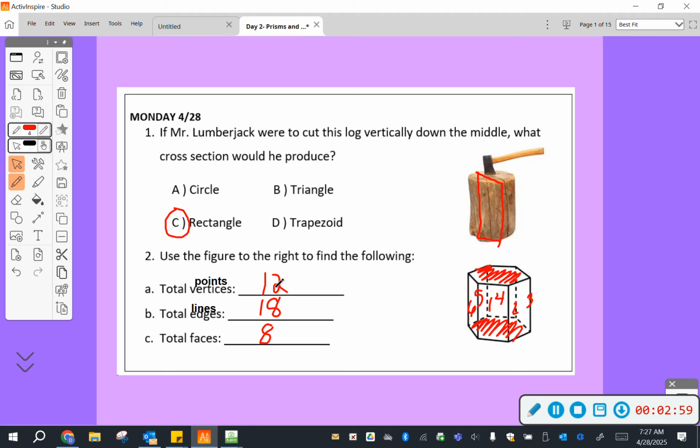All right, if you can please put your warm-up away. This will probably be the last warm-up of the year that we're doing. So just make sure you do this. This is a free 100.